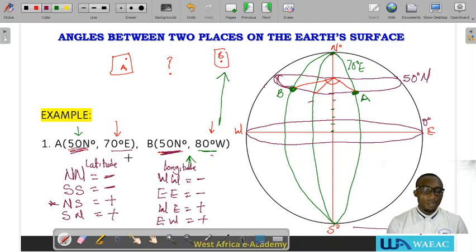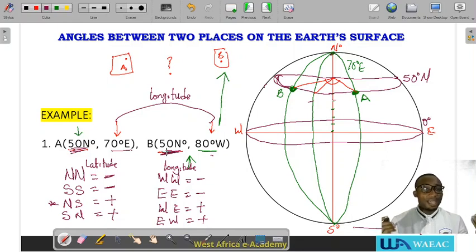So in this scenario, the only angles that have a difference are in our longitude. It's only our longitude that is different, because our latitude here and this latitude here are the same. So there's nothing like a difference, because they are the same. We can only talk about a difference if there's a difference in the value.